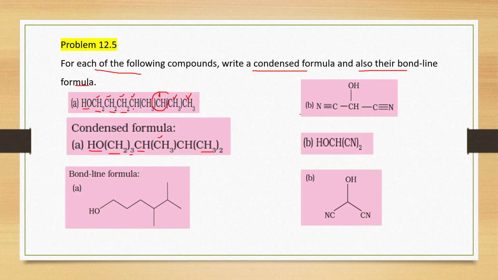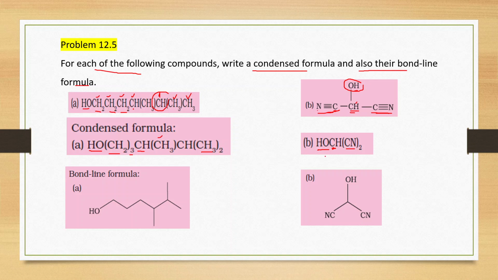Clear? Now in this, N triple bond C, this is CH, C triple bond N, and this carbon is attached with the OH. In the condensed form, again you can see this is OH. Okay, then this CH, and to this carbon, two CN, that is this is CN and this is CN, twice is there. So we can write CN twice. These are the condensed formulas.